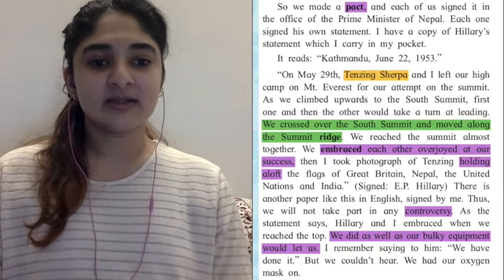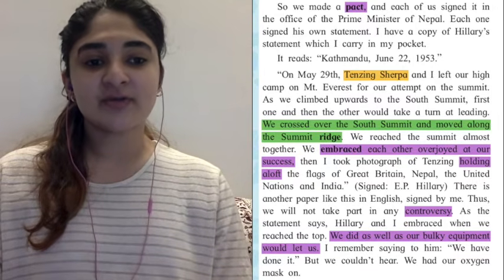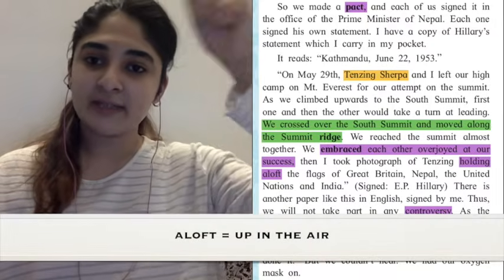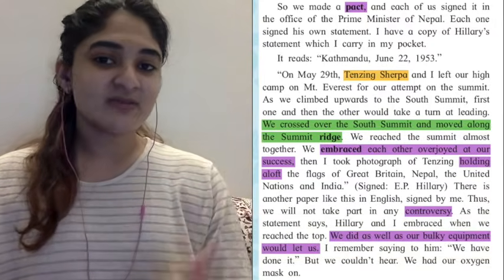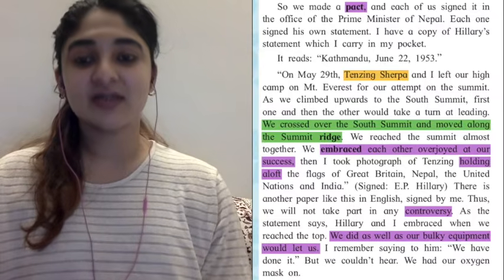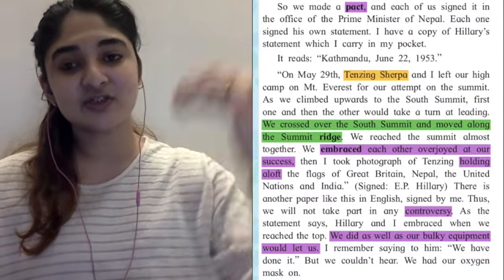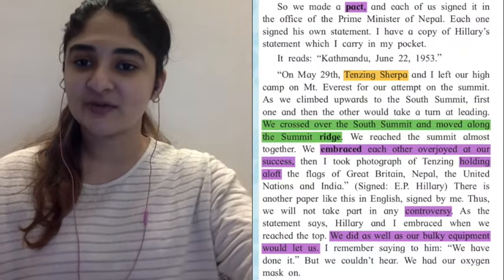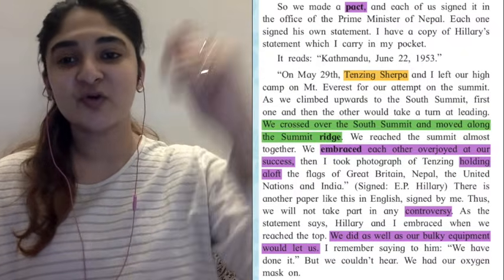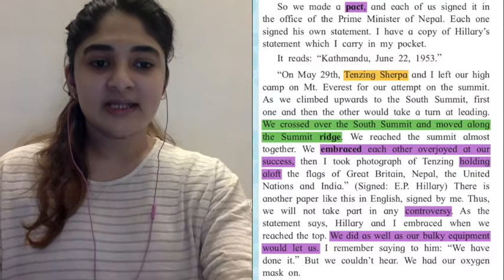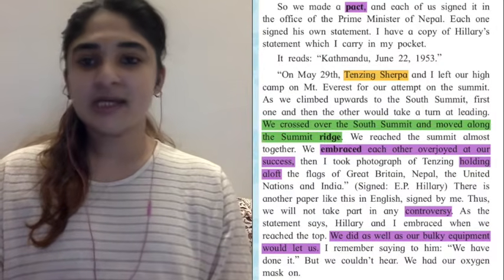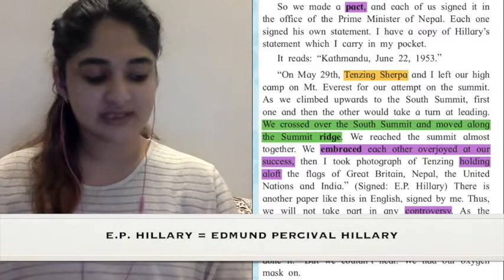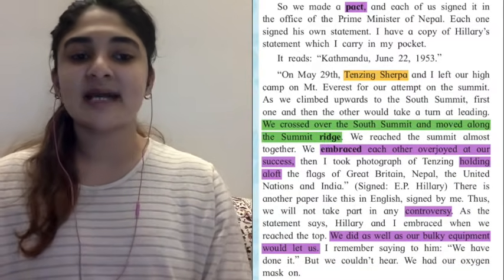Later it is said that then I took photograph of Tenzing holding aloft the flags. Aloft is to hold up in the air. So as you can see previously in the chapter also, we have seen that the author has narrated that when they reached the top of Mount Everest, there was a photo that Mr. Hillary clicked of Tenzing where he was waving all the 4 flags in the air. And then this letter is signed by E.P. Hillary because Mr. Hillary's full name was Edmund Percival Hillary. That is why it is signed as E.P.